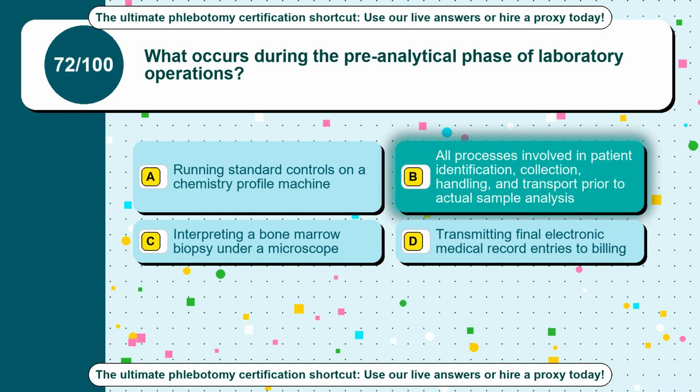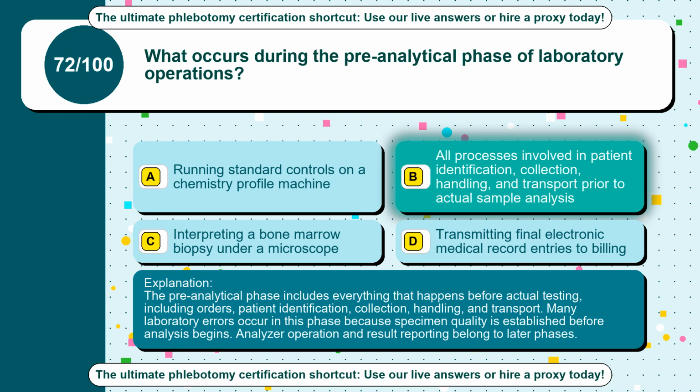The correct answer is option B, all processes involved in patient identification, collection, handling, and transport prior to actual sample analysis. The pre-analytical phase includes everything that happens before actual testing, including orders, patient identification, collection, handling, and transport. Many laboratory errors occur in this phase because specimen quality is established before analysis begins. Analyzer operation and result reporting belong to later phases.